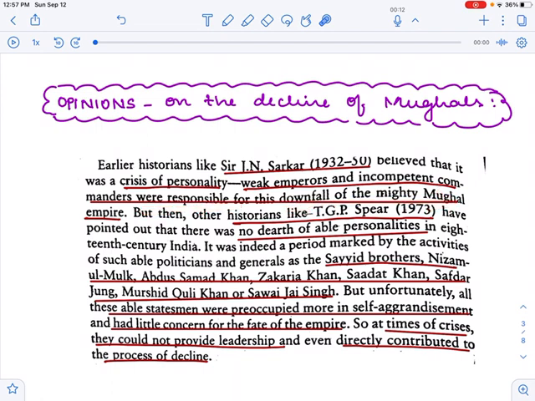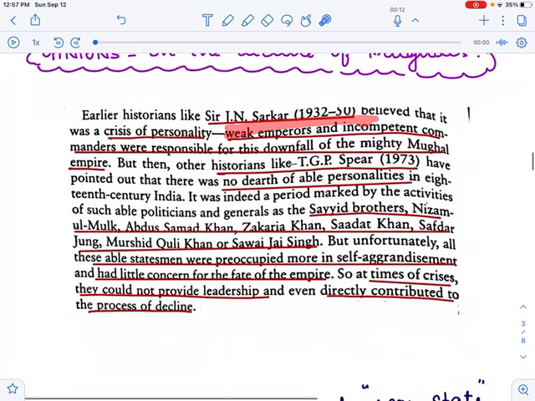the mighty Mughal Empire. But T.G.P. Spear has a contradictory opinion. He doesn't second the statement given by Sarkar. He in fact says that the Sayyid brothers, Nizam-ul-Mulk, Abdus Samad Khan, Zakariya Khan, Saadat Khan, Safdar Jung, Murshid Quli Khan and Sawai Jai Singh were all capable leaders. So the idea put forward by Sarkar regarding weak emperors was completely discarded by Spear.